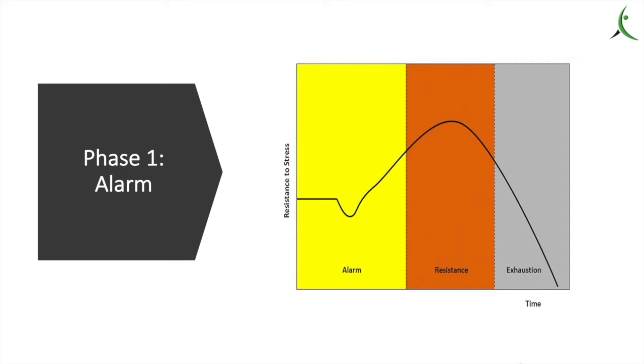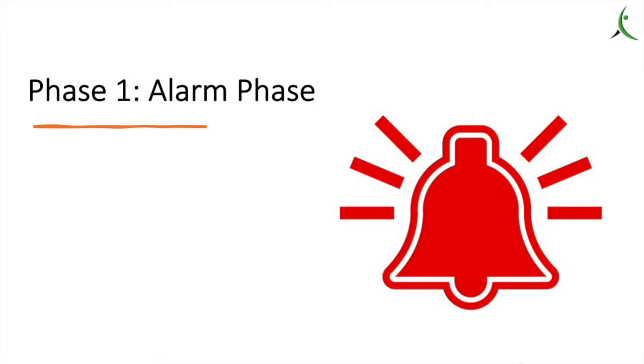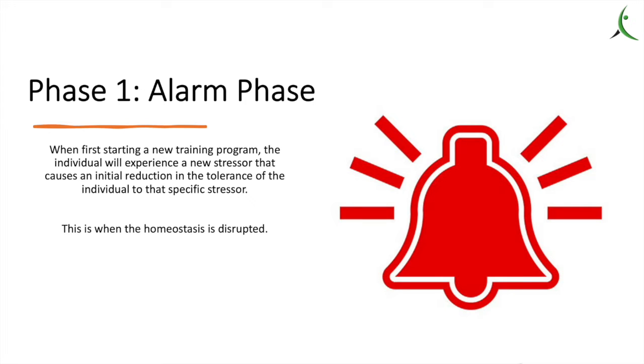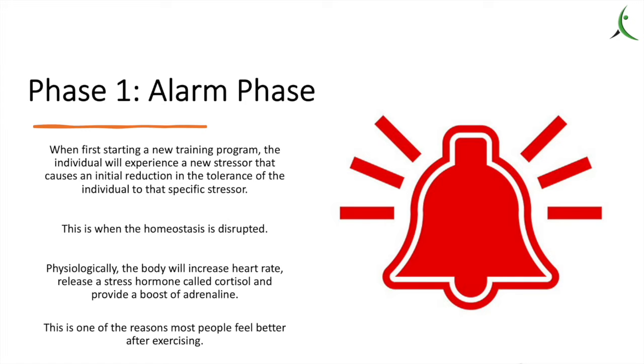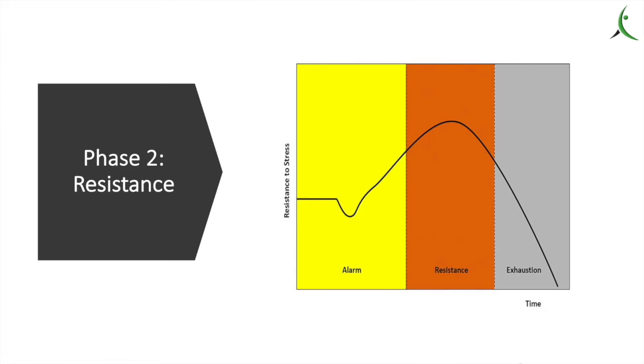So phase one is the alarm phase. When we first start a new training program, the individual will experience a new stressor that causes an initial reduction in the tolerance of the individual to that specific stressor. This is when the homeostasis is disrupted. Physiologically, the body will increase heart rate, release a stress hormone called cortisol, and provide a boost of adrenaline. This is one of the reasons most people often feel better after exercising.